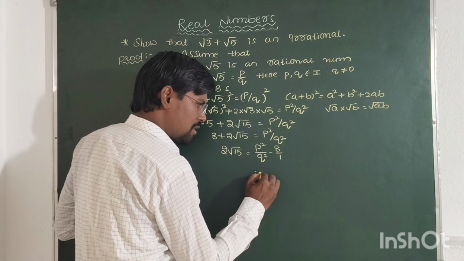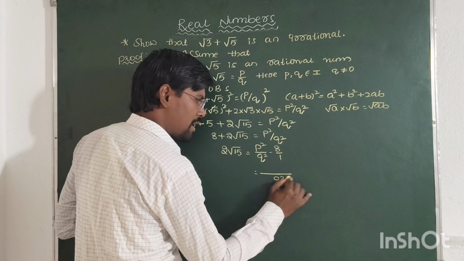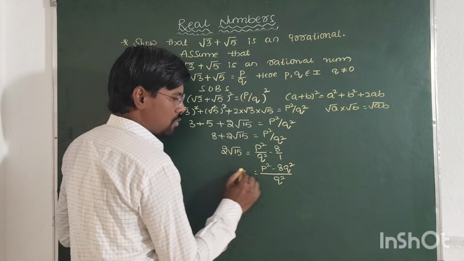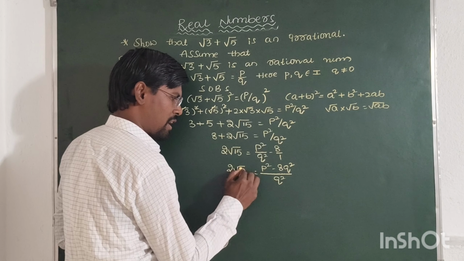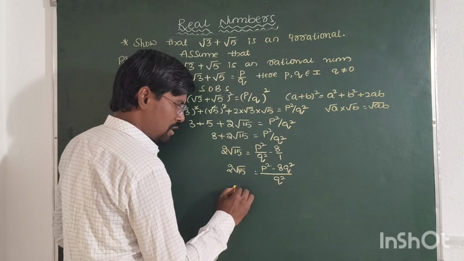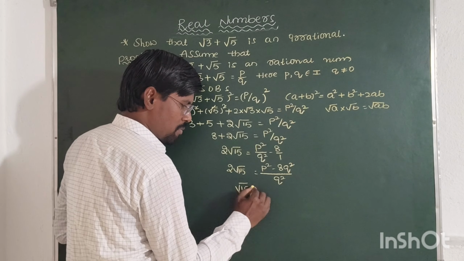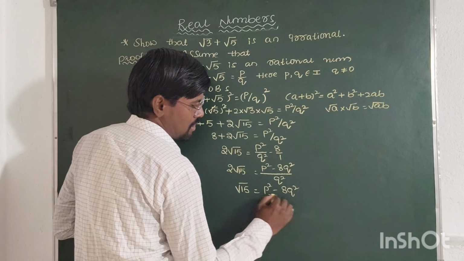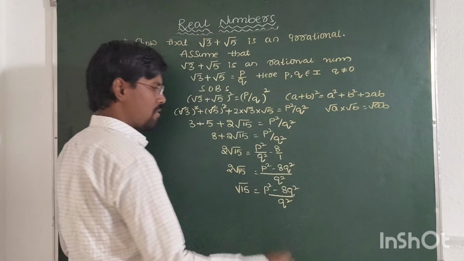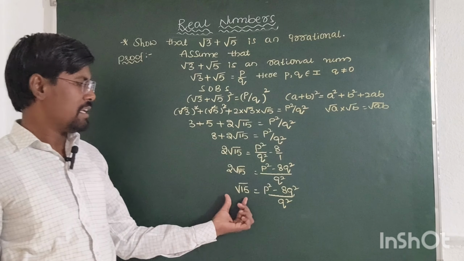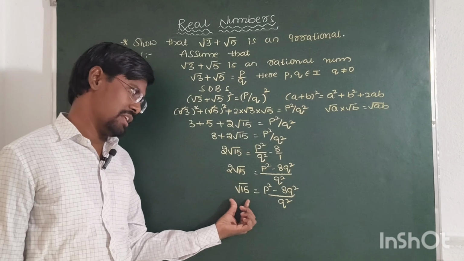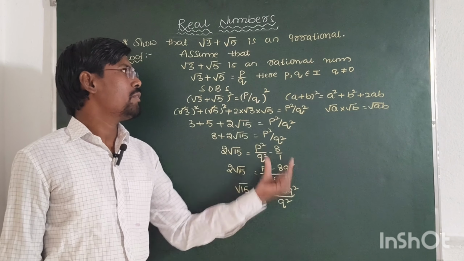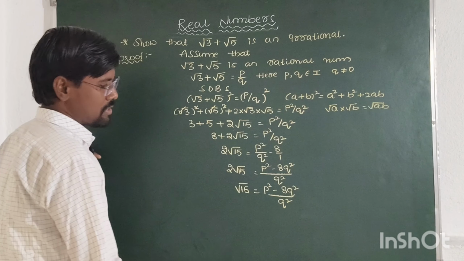So the LCM becomes q square. Then it can be written as p square minus 8q square by q square. Now this is the value of 2 root 15, so root 15 is equal to p square minus 8q square by 2q square. Now we all know root 15 is irrational. But we got a rational here because we are going by the contradiction. So our assumption is wrong.